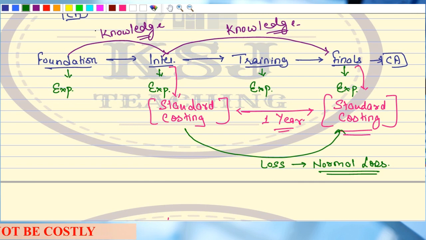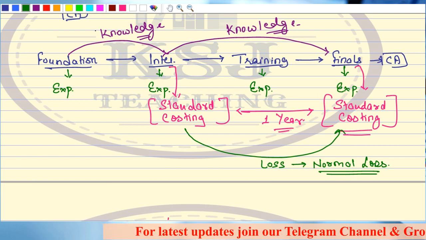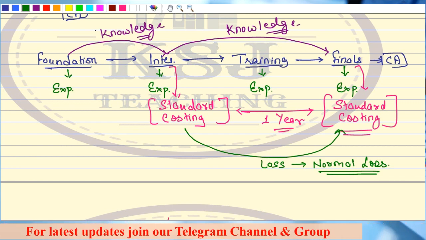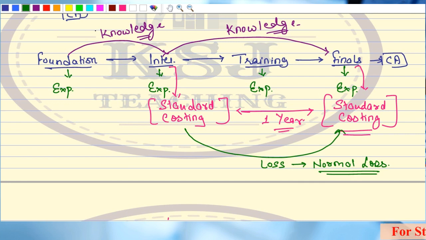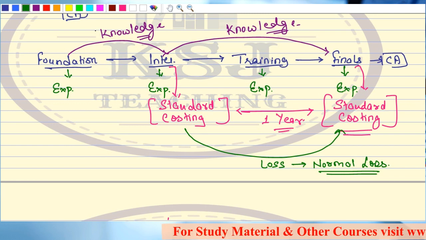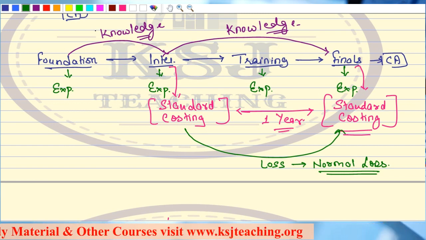It is expected, and when we are going to study CA Finals, we will assume that we will not remember each and everything of CA Inter. So there will always be some loss, which is known as normal loss, because it is due to normal human nature. It is due to the normal human brain that you cannot remember exactly each and everything you studied 1 year before. Okay, this much is clear. So this is what normal loss is.